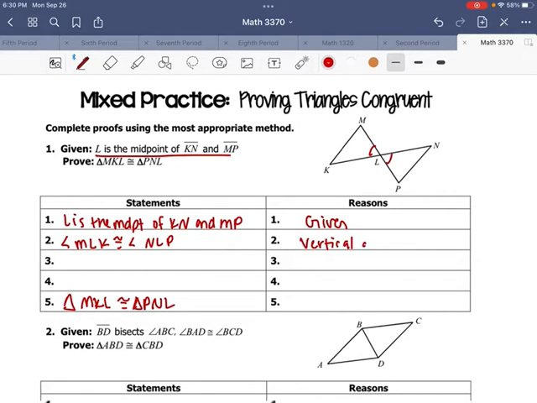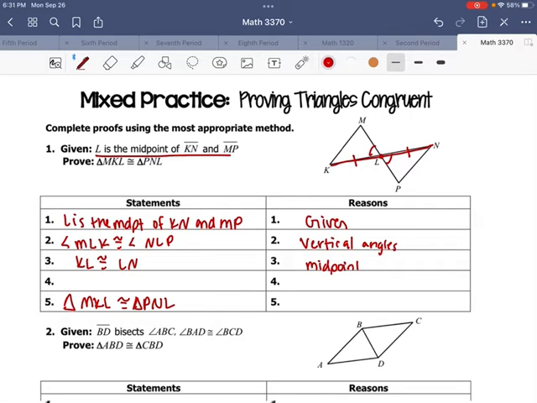Now, that's all I can mark. They don't share a side or anything, but I can come up with more congruencies for my statement. It says L is the midpoint of KN. L is a midpoint. That means that this side is equal to this side. So if I marked it, I need to write it. KL is congruent to LN. Why? Midpoint. Definition of a midpoint.